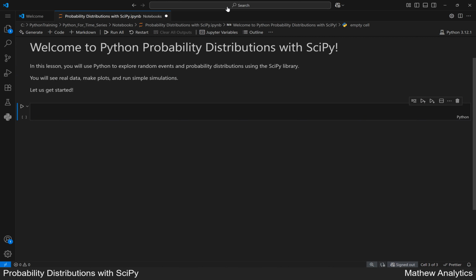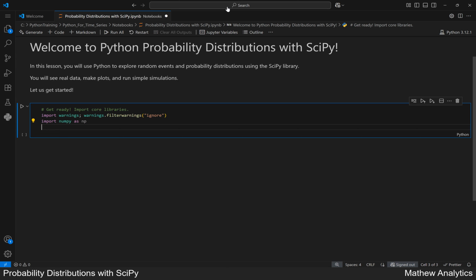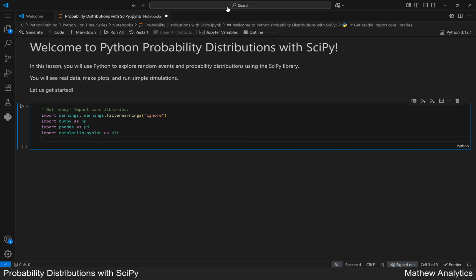Now you will load the basic Python tools you need for math, data, charts, and probability. This line hides any warning messages, so things stay clean. NumPy helps with math and arrays. Pandas works with tables of data. Matplotlib shows nice charts so you can see your results. SciPy is your toolbox for probability, including many distributions. Running the cell now.